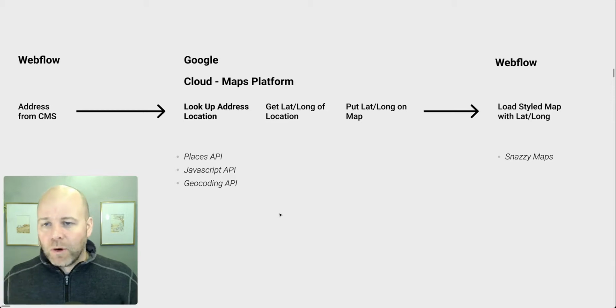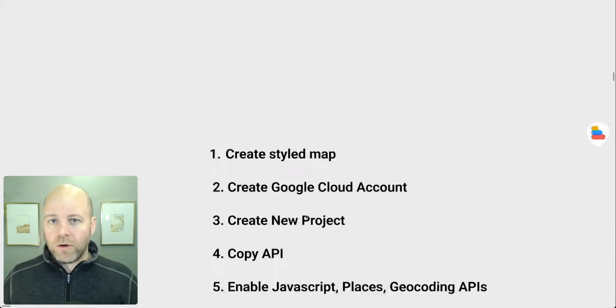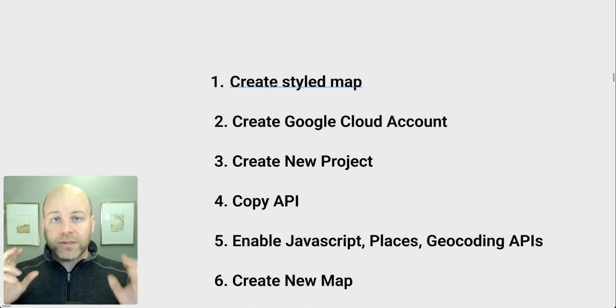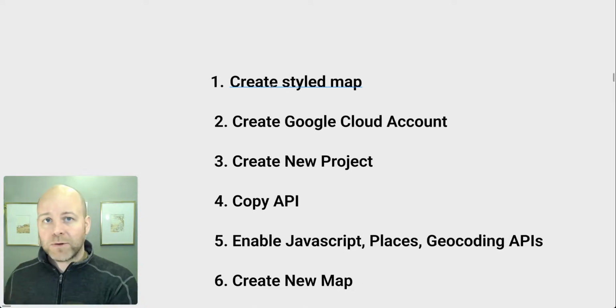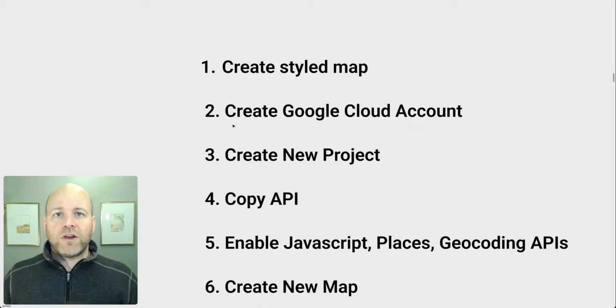The steps that we're actually going to take are, first, we are going to create our styled map. We're going to go to Snazzy Maps right away here. We're going to create our styled map, or just pick one out. Then we need to create a Google Cloud account. So if you haven't done that already, it's a free account.